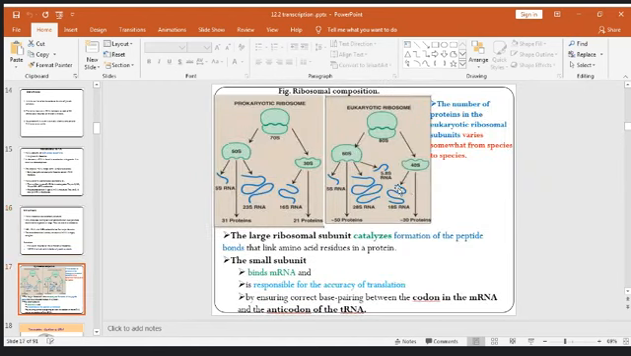So when we see the diagram, on the left side there are prokaryotic ribosomes, and on the right side is the eukaryotic ribosome. The prokaryotic ribosomes, as you can see, have a smaller subunit and a larger subunit. Both together, we can call them the 70S ribosome.